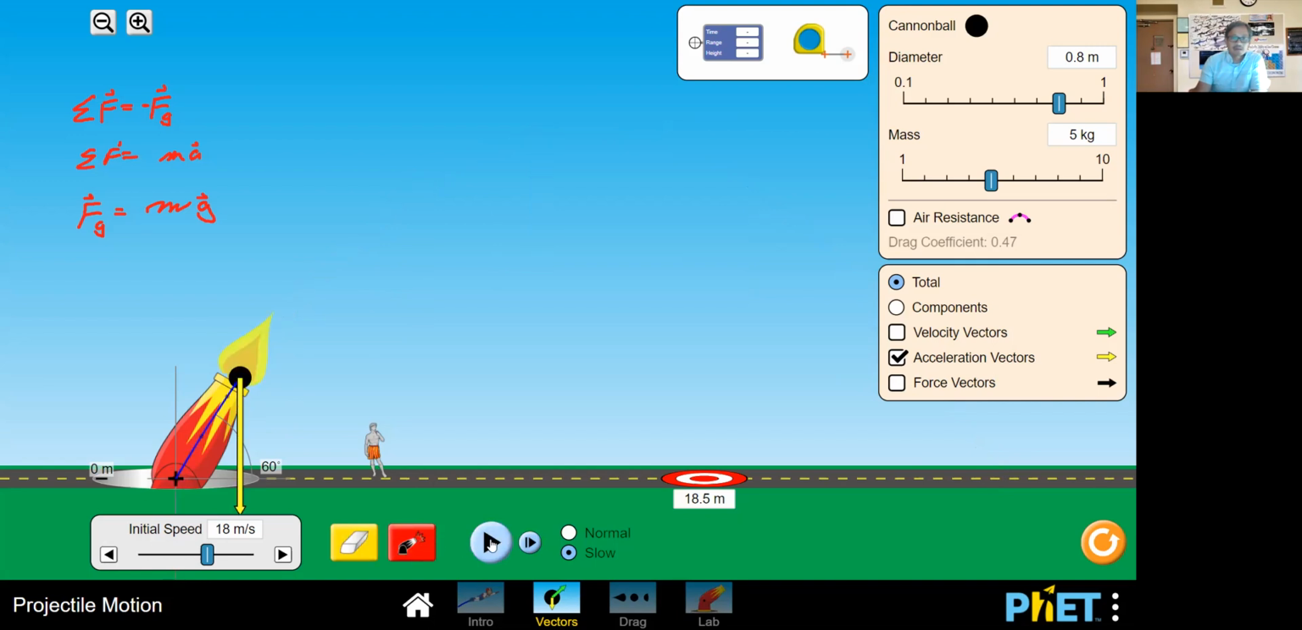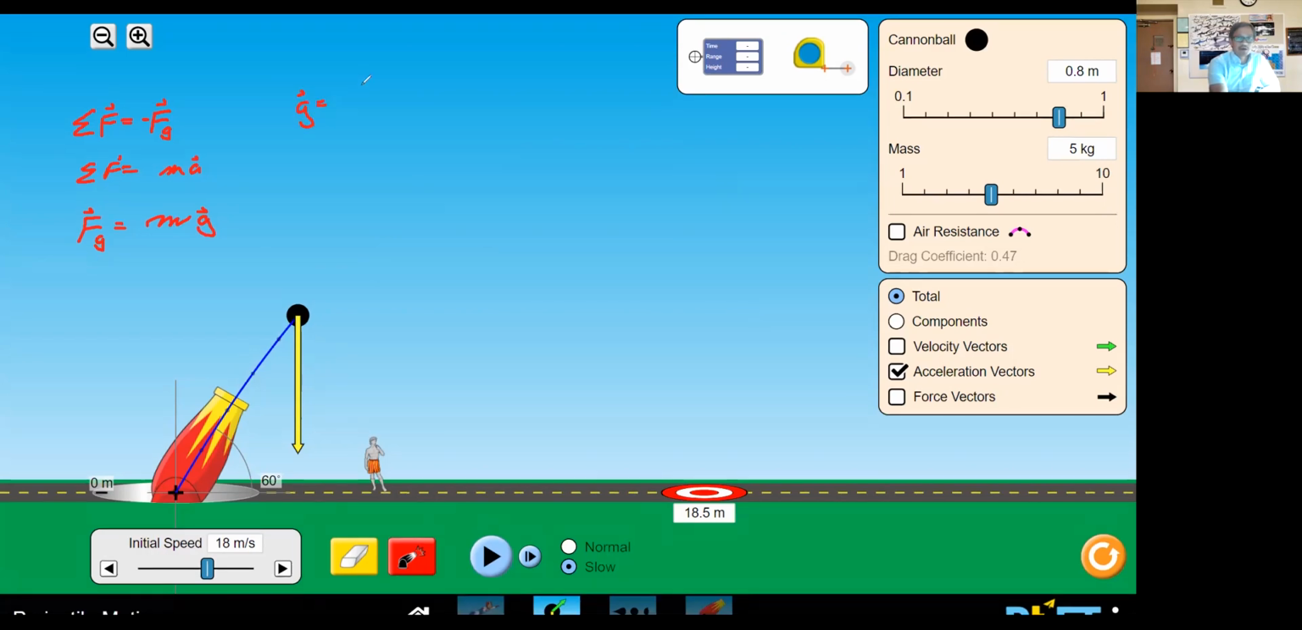Okay, so as it leaves the cannonball right there, there's your acceleration vector. And if you notice, it is also downward. So now we know that this acceleration vector right here is gravity, it's gravitational acceleration. Therefore, it's going to have a value, we know, of 9.8 meters per second squared, and it should be downward. And that's what we see. The yellow vector there represents gravity.